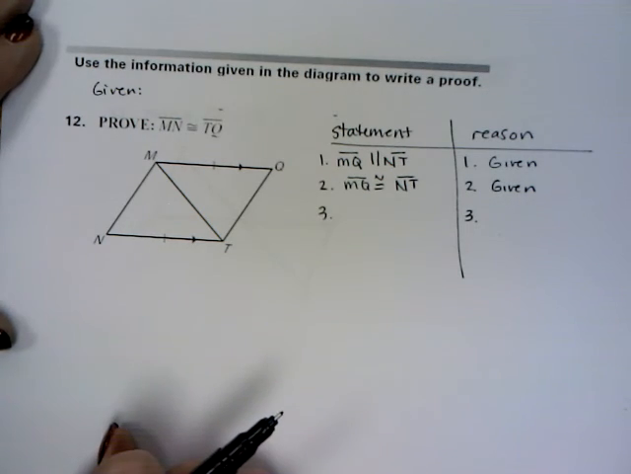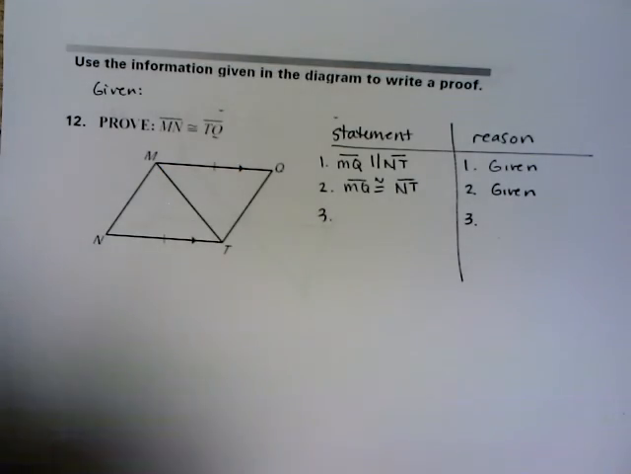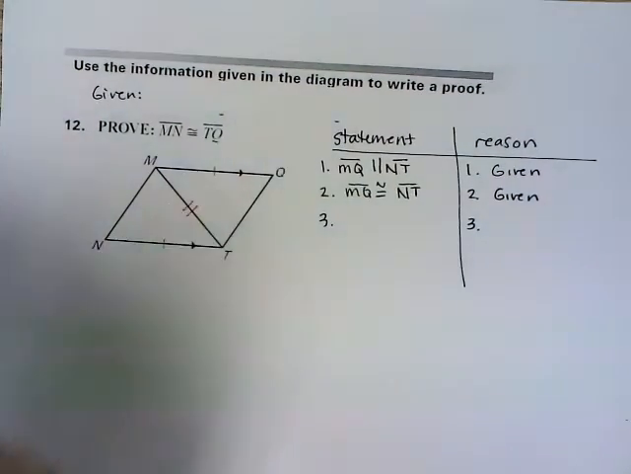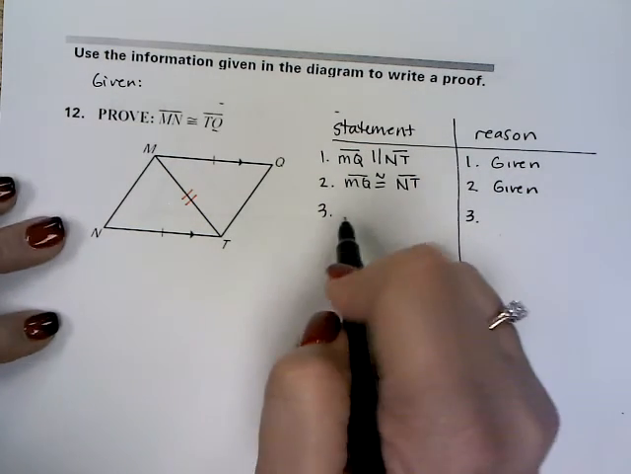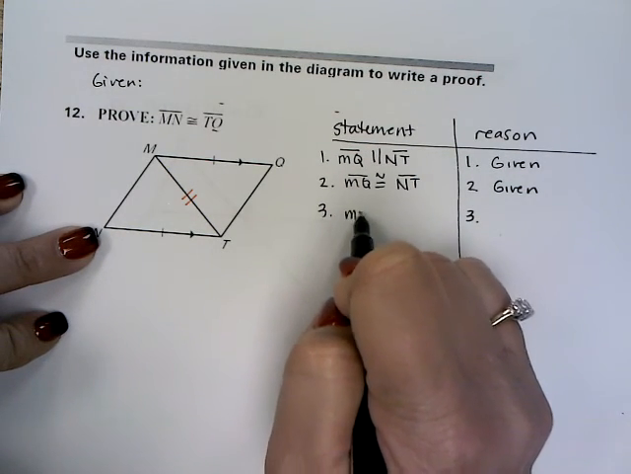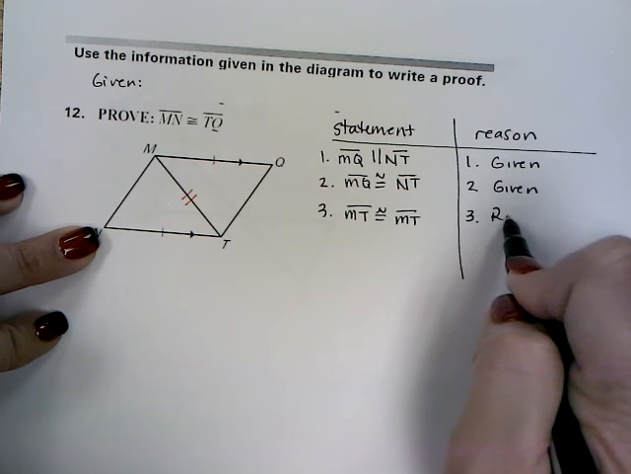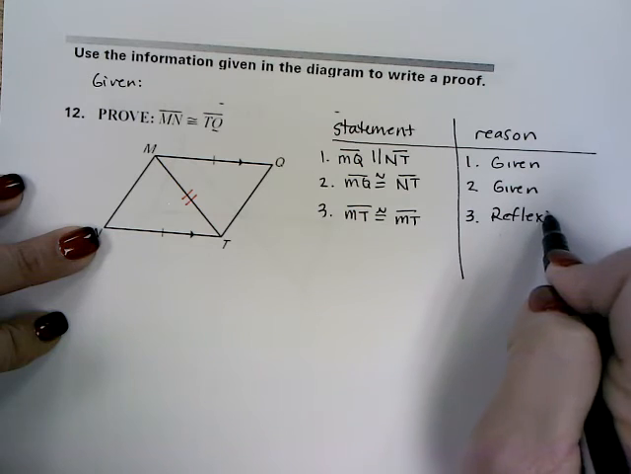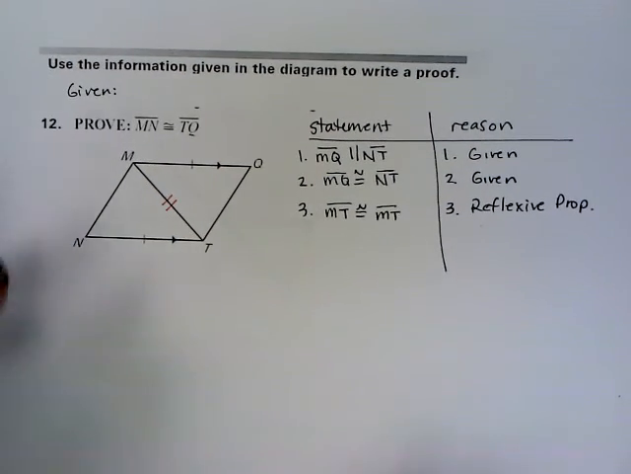Immediately, what do I notice? Immediately, no matter what, reflexive property. This right here is reflexive to itself. Immediately, I'm going to mark my picture so I can see what's going on. And I'm going to say MT is congruent to itself because of my reflexive property. And again, you need to write the word property, or it will take a half a point or a point off. It's not just reflexive.